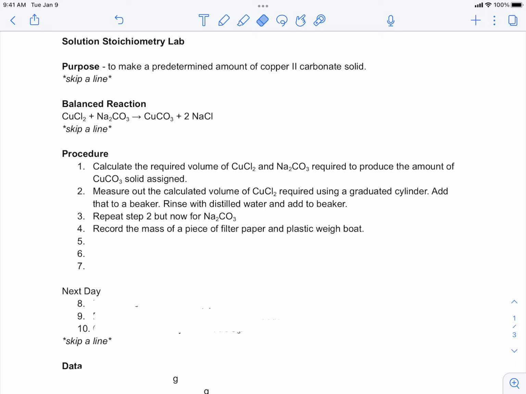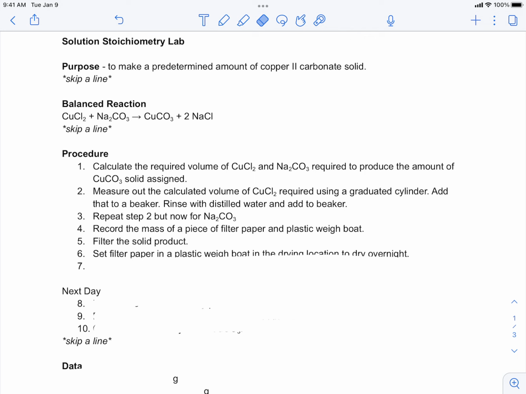Number four, record the mass of a piece of filter paper in a plastic weigh boat. Plastic weigh boats, you maybe don't know what it looks like. It's like a little tiny plastic ball, basically. But we want to make sure we have one of those because it might be easier for our filter paper to dry out in there. So we want to know the mass of our own filter paper and plastic weigh boat before we start. Those are two important things, and there's going to be a spot to record them in the data section.